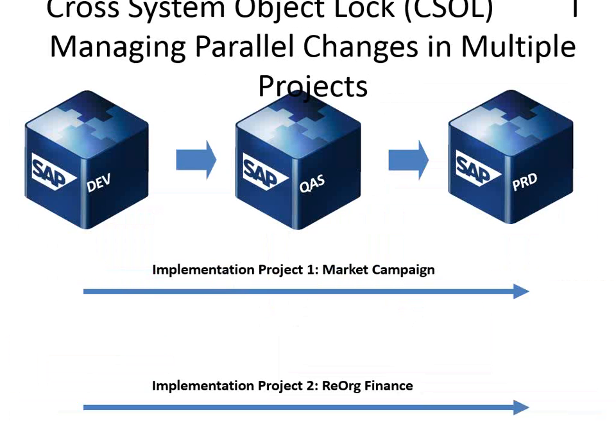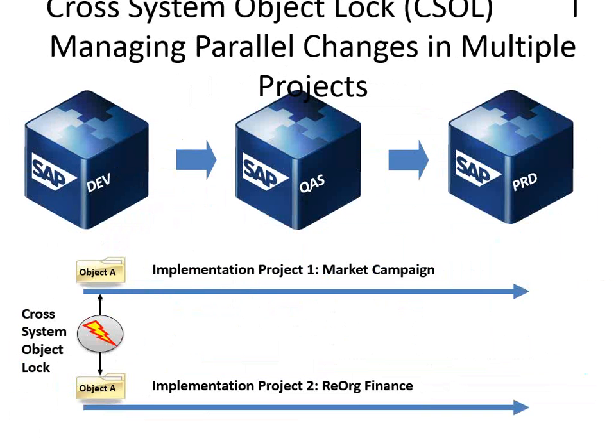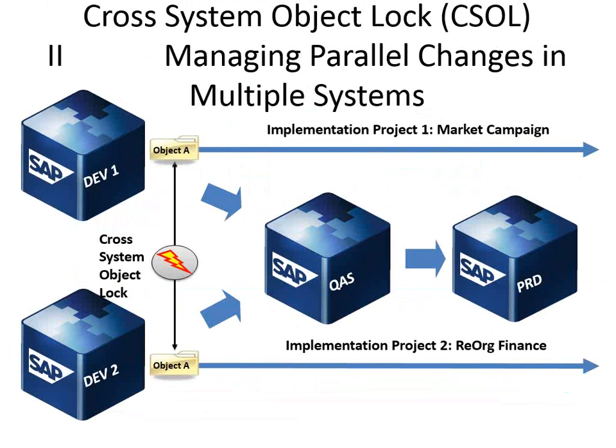So it is well defined when you work on the object. It pops out like a hard error. We have that facility in Solution Manager 7.1, so that coordination takes place and things are well organized among the developers. That's why we have the feature of cross-system object lock.